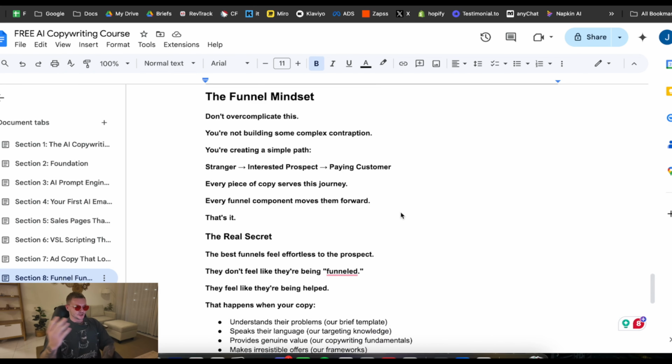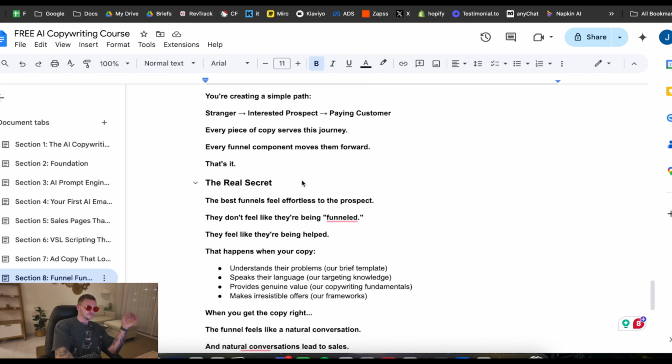So the funnel mindset, again, I'm just going to reiterate myself. Do not overcomplicate this. You're not building some complex fucking contraption where customers get confused. You're taking this simple path. Stranger or traffic to interested prospect, they're thinking about buying your thing, to a paying customer. Every piece of copy serves this journey, from the ad to the YouTube script to the sales page to the VSL to the email campaign. Everything just points to this thing, this funnel. And that's it. Every funnel component just gets them further down.